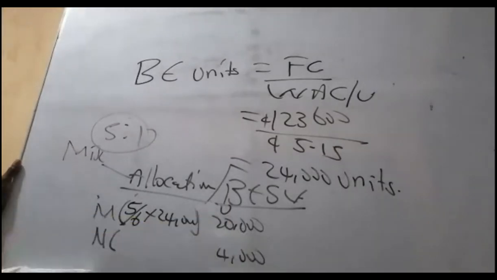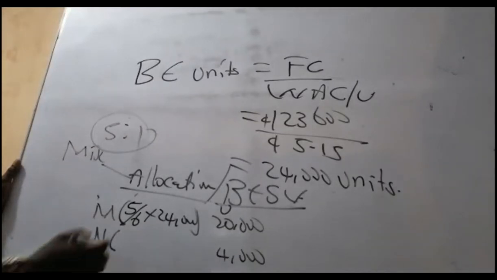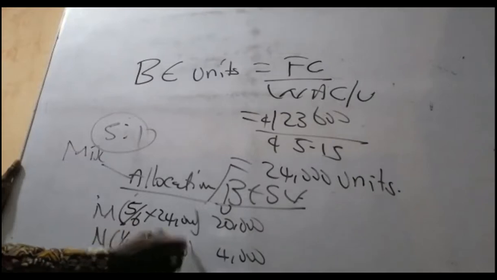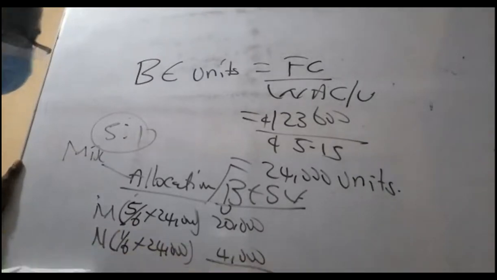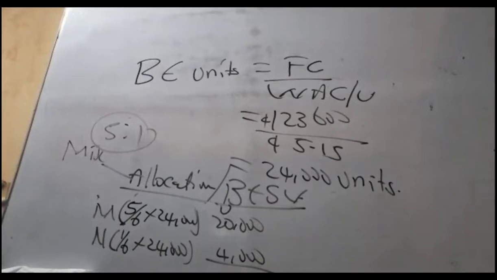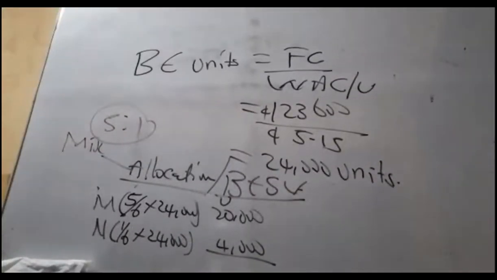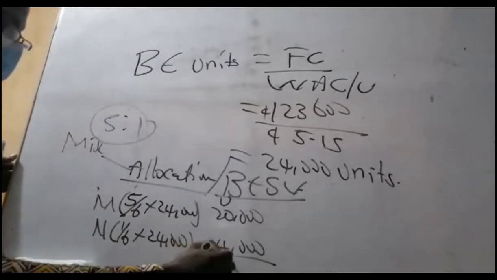But the total unit that we are sharing is 24,000, right? Which you get 1 out of 6 times 24,000. Automatically. Putting everything together, you get your 24,000. You've not done anything, no. If you write 24,000, you have not done anything.